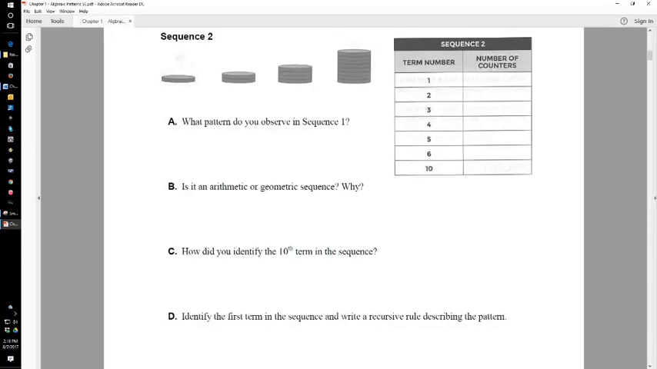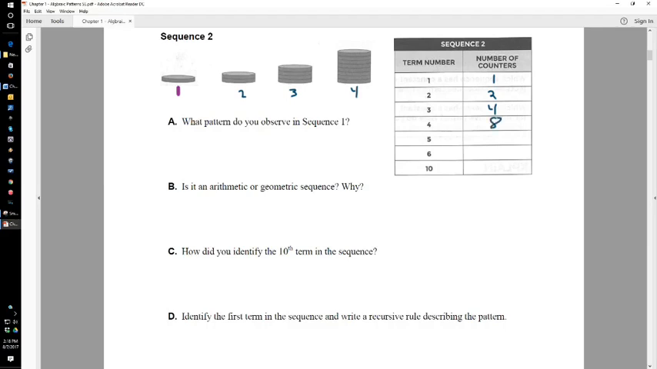All right, this is Algebraic Reasoning 1.1, Sequence 2. We're doing the same type of thing as in Sequence 1, except this time we have little discs to deal with. Let's count them up. The first term has one disc. The second term has two discs. The third term has four discs. And the fourth term has 8 discs.